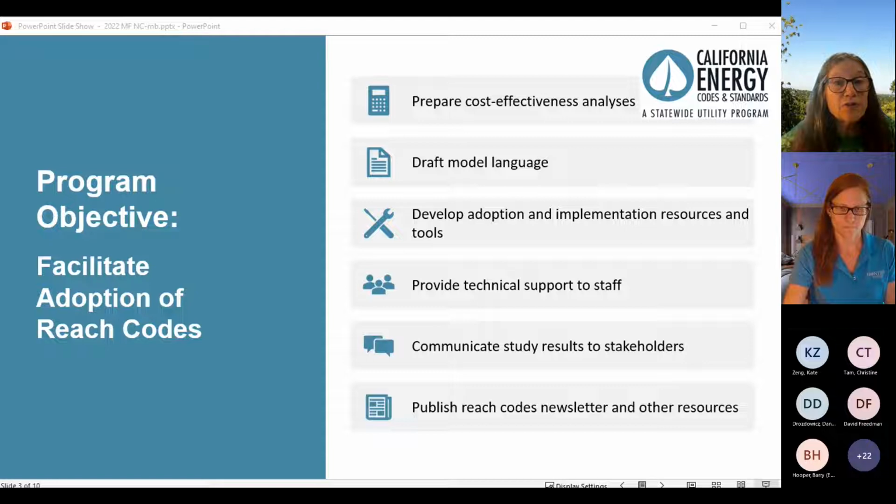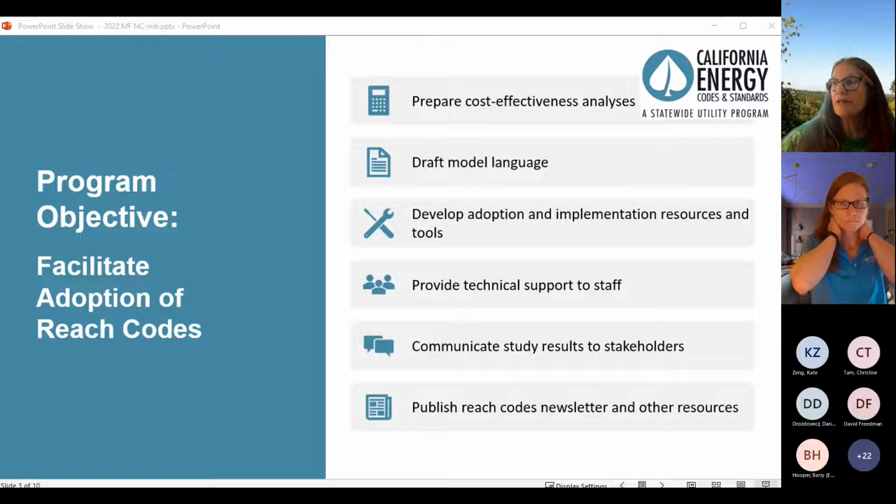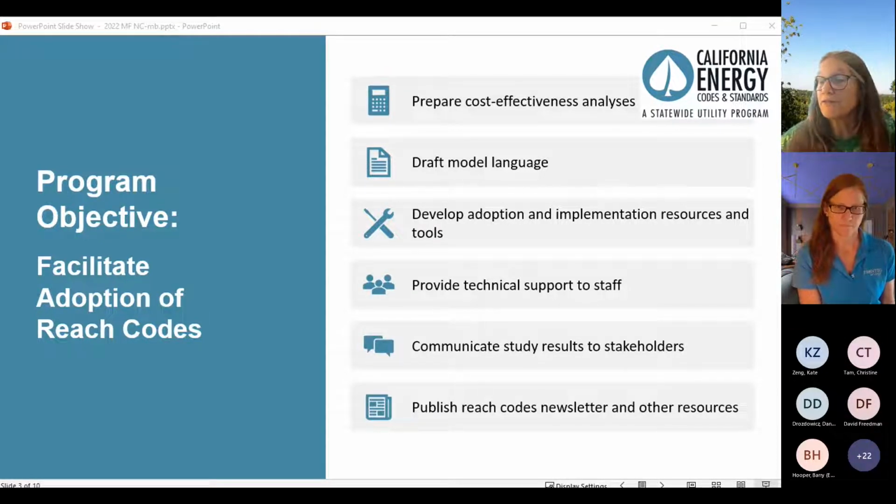We provide technical support. We'll review model language, help you through any of the analyses, and talk you through some of the results if you like. Of course, we communicate these study results to our stakeholders, which is what we'd like to do today. And lastly, we publish a newsletter and other resources featuring cities that are front runners, ahead of others and taking aggressive policy steps. We provide a lot of different services.